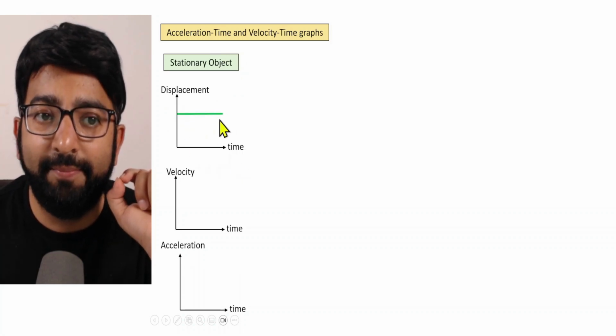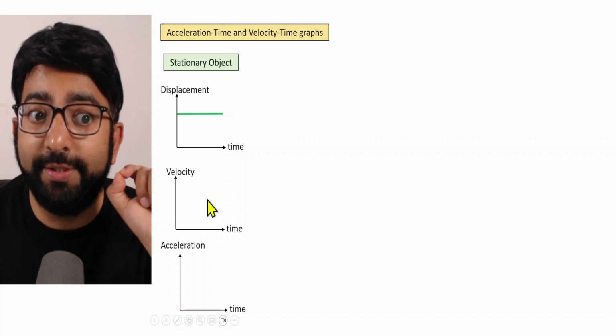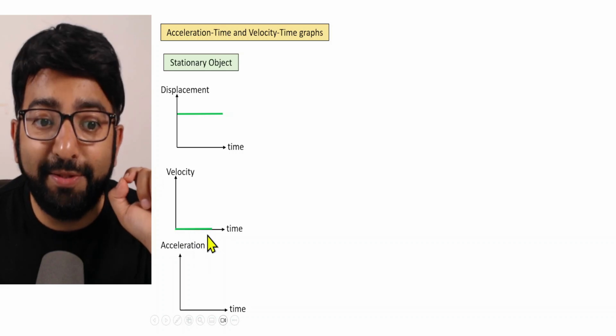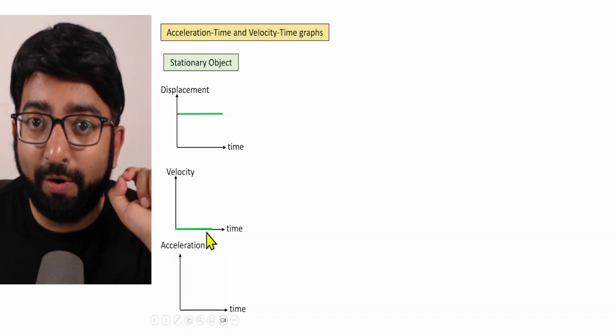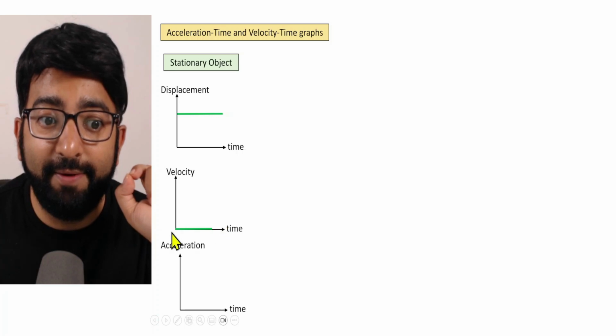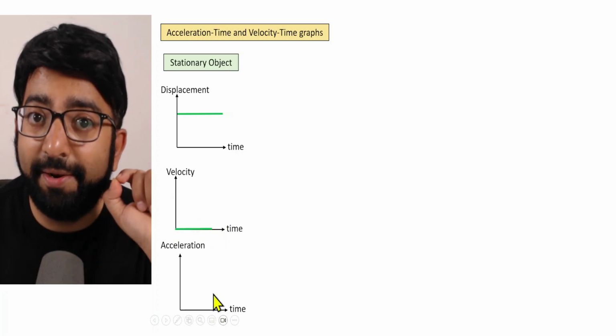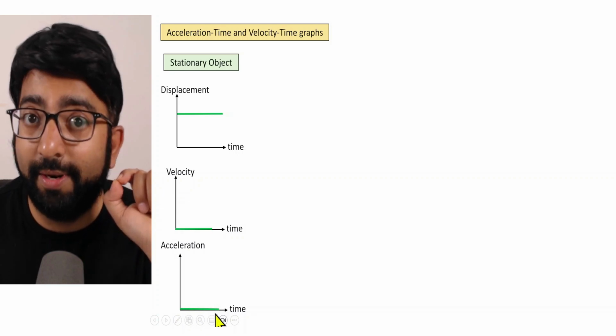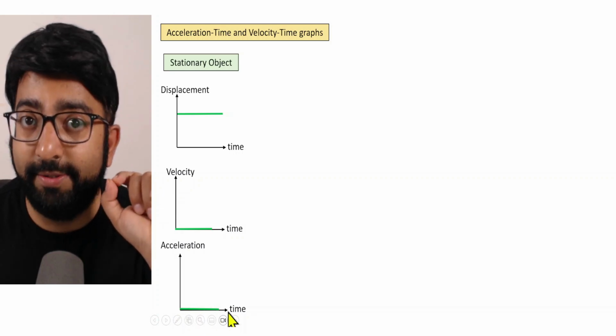a horizontal straight line. And since the object is stationary, of course, the velocity will be zero. So the velocity is a horizontal line passing through the time axis, which suggests that velocity is always zero. Similarly, if velocity is zero throughout, acceleration also will be zero. As you can see here, acceleration is a horizontal line passing through the time axis.